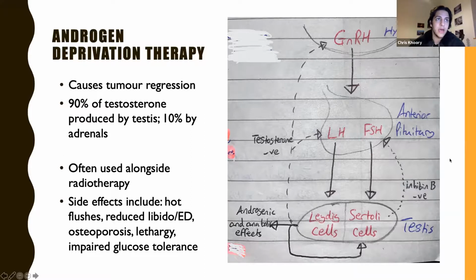So the hypothalamus produces gonadotrophin releasing hormone. This then acts on the anterior pituitary to produce LH and FSH. FSH acts on Sertoli cells, and LH acts on Leydig cells, which then results in testosterone production. And then the testosterone causes negative feedback, reducing the amount of GnRH released, and so on.